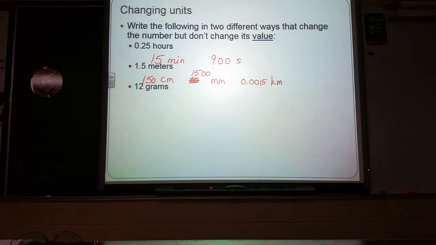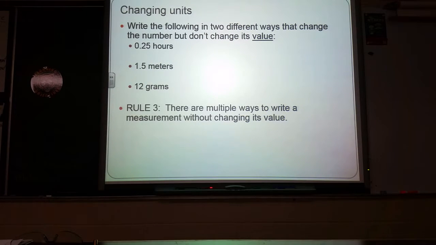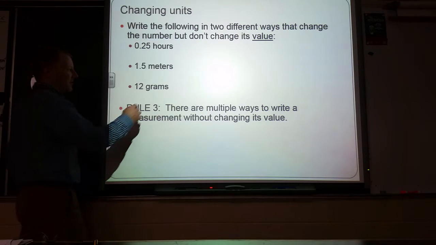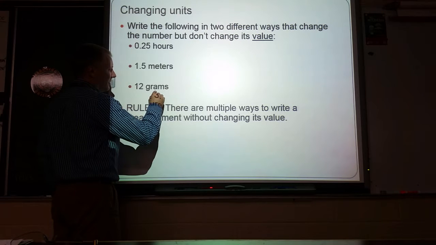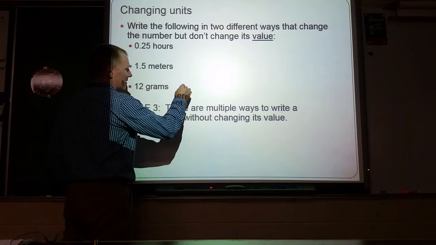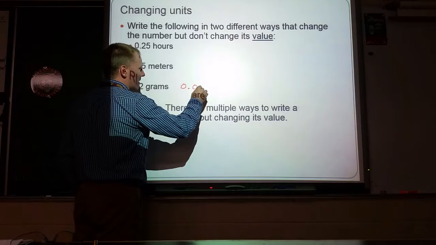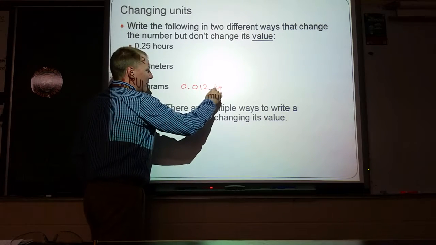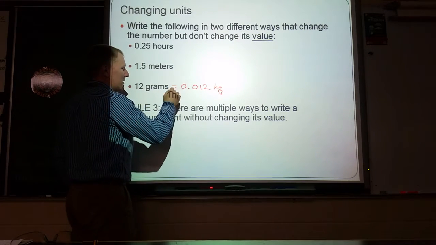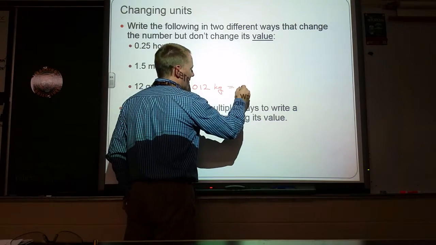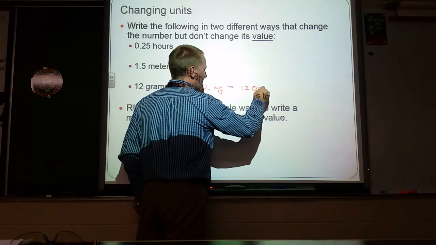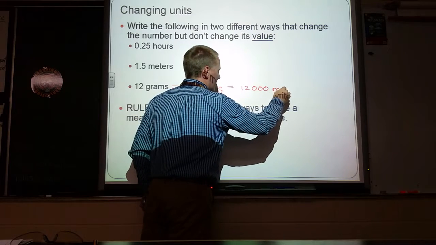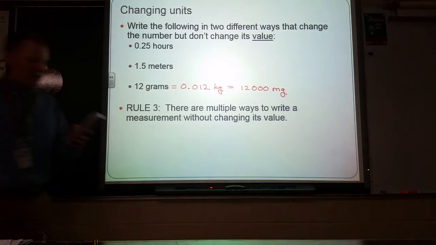12 grams. So our important rule 3 said there are multiple ways to write a measurement without changing its value. So we also did 12 grams is equal to 0.012 kilograms. And it's also equal to 12,000 milligrams. Just converting those units.